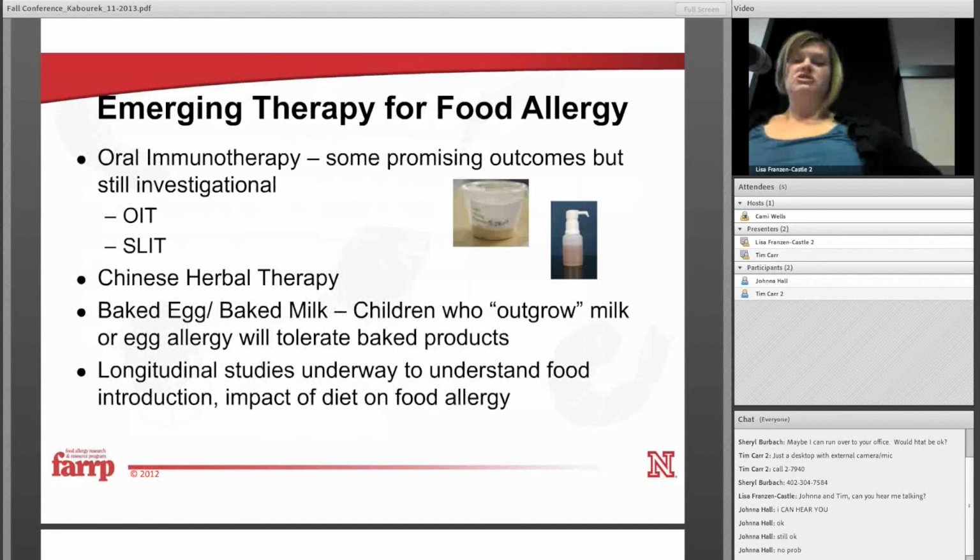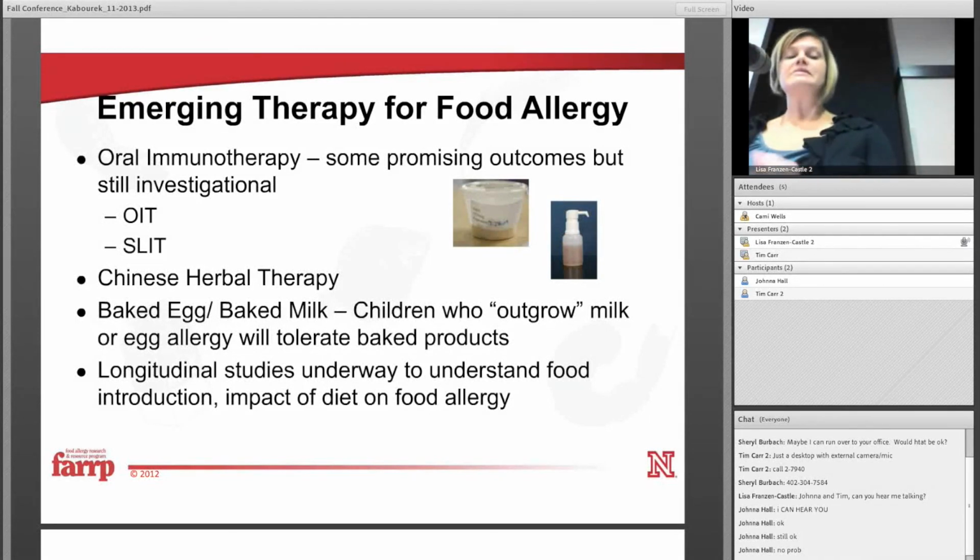We're going to talk just briefly about kind of the therapies that are going on right now with food allergies. We have oral immunotherapy. Those are broken down into oral immunotherapy and sublingual immunotherapy. Oral immunotherapy is feeding studies, basically. They start with extremely low amounts of the offending food, and they build their tolerance, and hopefully they make a switch in their immune system so that they can tolerate that allergic food.